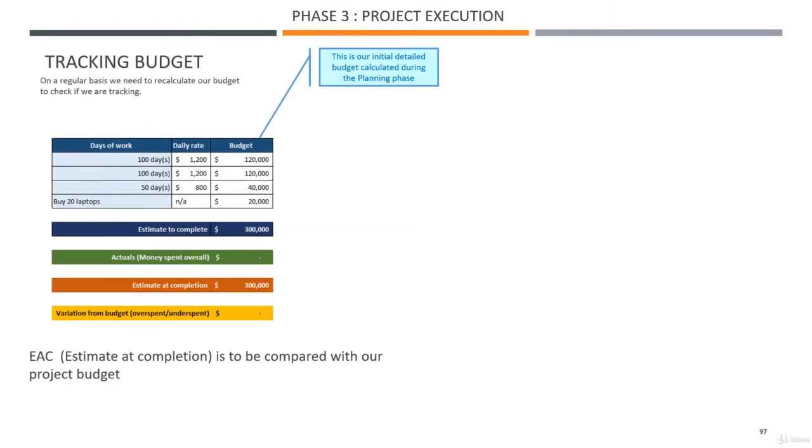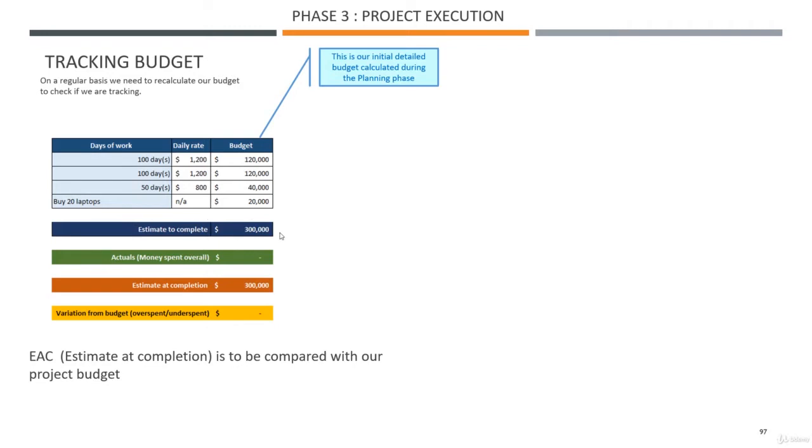Let's continue with project execution, tracking budget. During planning, you've put a project budget together. In this example here, it could be something like 100 days at this daily rate, which gives you a budget. 50 days at this rate gives you a budget. Fixed price, 20 laptops, gives you this. So your budget at the beginning of the project is 300,000.